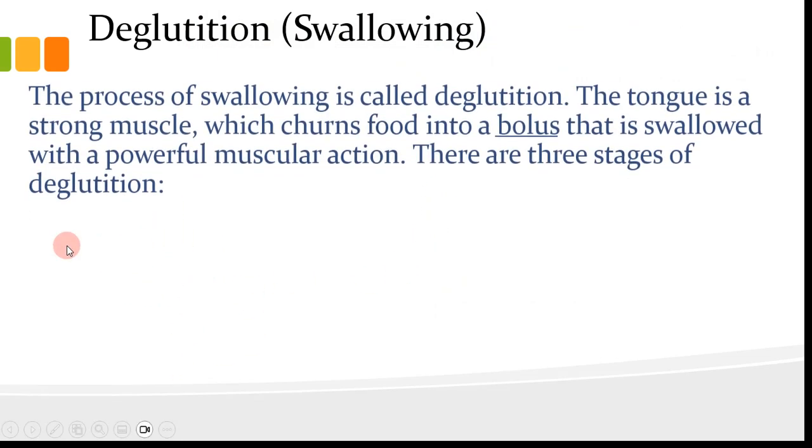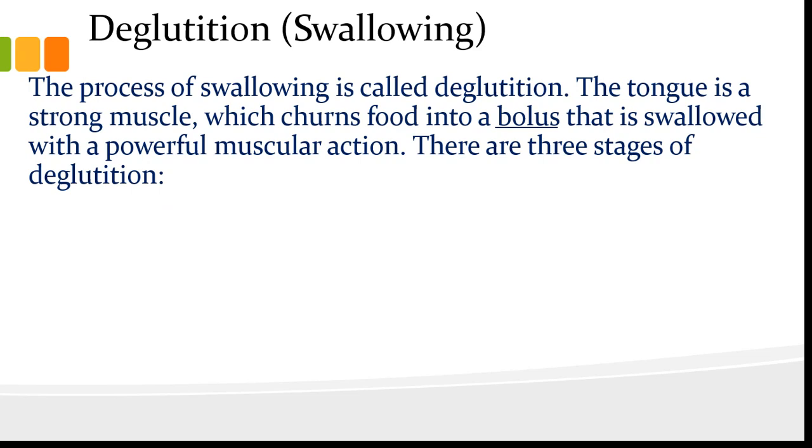All right, now the process of swallowing is called deglutition. We have a video in here in just a second. Deglutition. Okay, so deglutition. The tongue is a very strong muscle. It churns the food. So we move the food around in our mouth with our tongue, and then it turns it into something called a bolus. And then we swallow that. And we have powerful muscular action, which sends it down into our stomach.